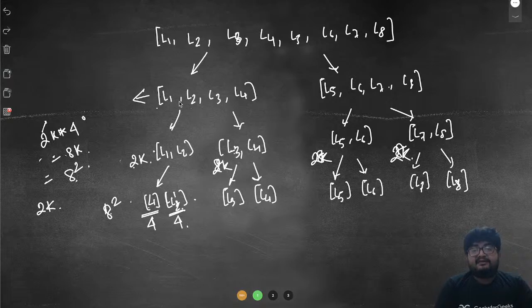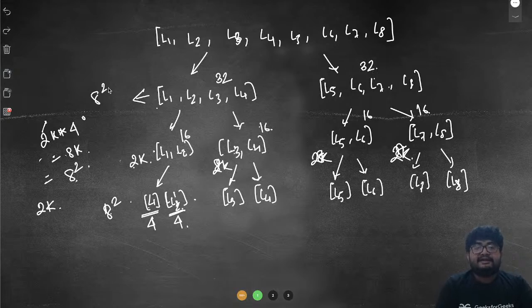At this level, what is the size of this? This size will be 2k, that is 16. This is of size 16, this is of size 16, this is of size 16. So how much time does it take? 16 plus 16, 32. This will also take 32, that is 64, that is again 8 squared. So at every level, and finally this will return 32, 64.